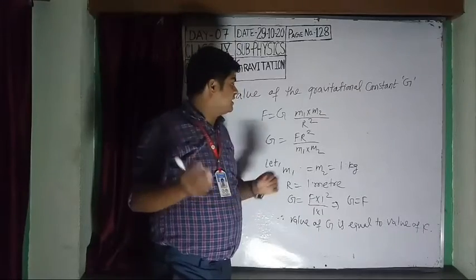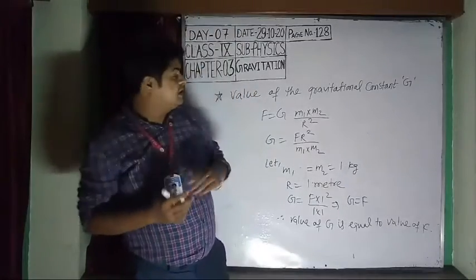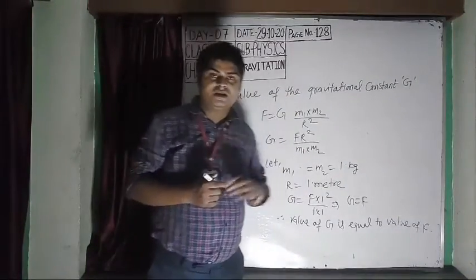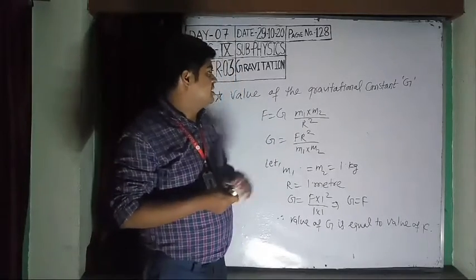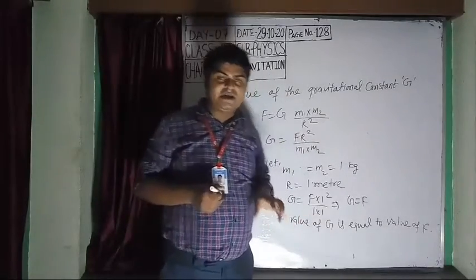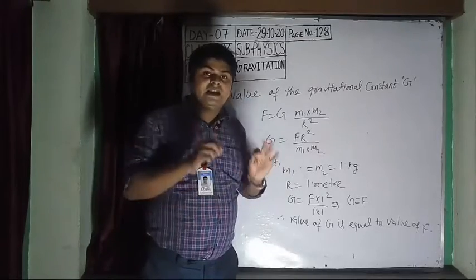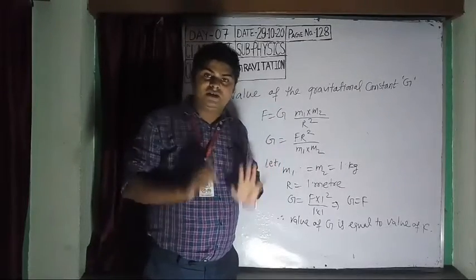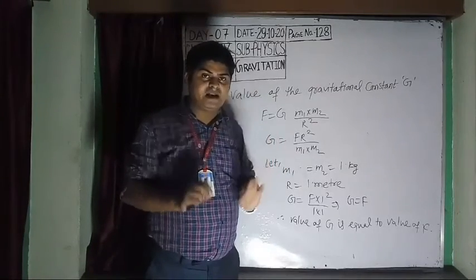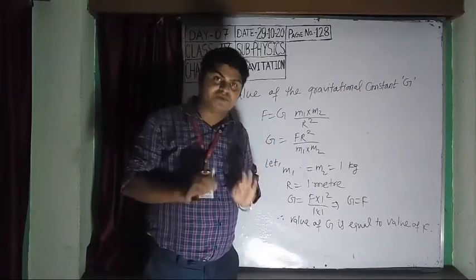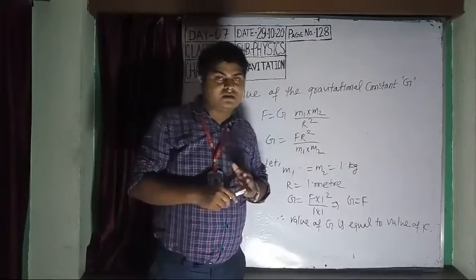Okay, students, after this topic one question is asked in your book: why is the gravitational constant called the universal constant? It is too easy, and it is always asked for 2 marks in your examination. Gravitational constant capital G is called the universal constant because its value is always fixed at any place in the universe. That means its value does not change. Its value is 6.67 into 10 to the minus 11 Newton meter square kg minus 2 in all places in the universe. So it is called the gravitational constant.